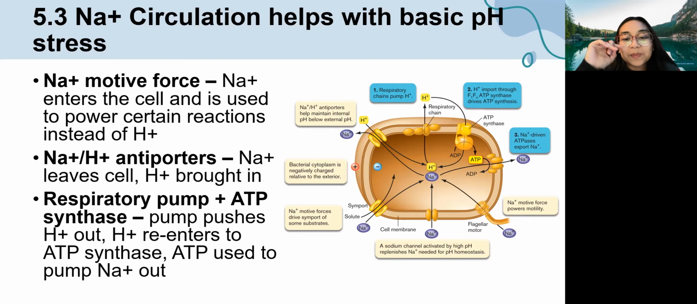But anyway, what happens is as it's pumping all of these hydrogens out, it produces a concentration gradient, which then brings the hydrogens back in through ATP synthase. Okay, which is super weird to think about, but that's what happens. And then while this is happening, we're generating ATP, and guess what? That ATP is used to pump more sodiums out because remember how we have this issue now. There's too much sodium inside of the cell.